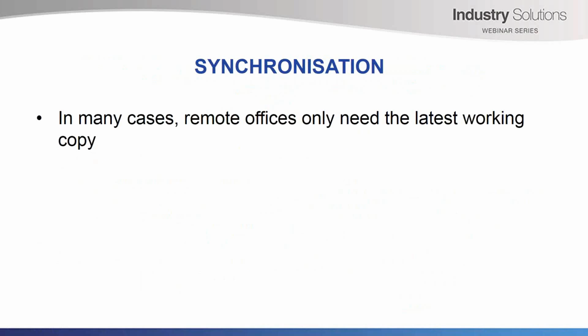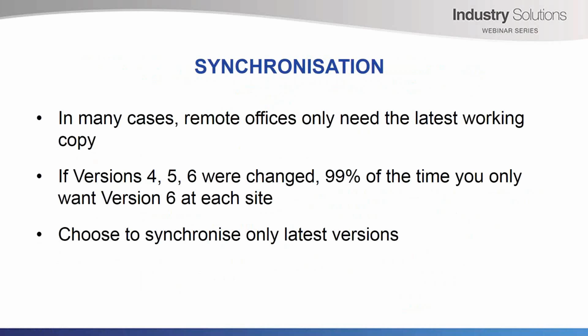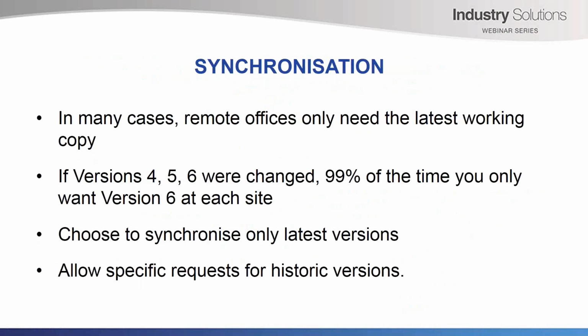There's also different ways that you can configure the versions and how they travel down to the replication servers. So in most cases, remote offices really only need the latest working copy of a particular file because they just want to do their work. So let's say versions 4, 5, and 6 were changed. Most of the time, you really only want version 6. The ability to go back in time and have a look at what changed is really important and central to the way 12d Synergy works, but it's not something that you do all the time. It's really only something you want to do when there's a problem. So you can choose to synchronize only the latest versions and then allow specific requests for historic versions on demand when people need them.